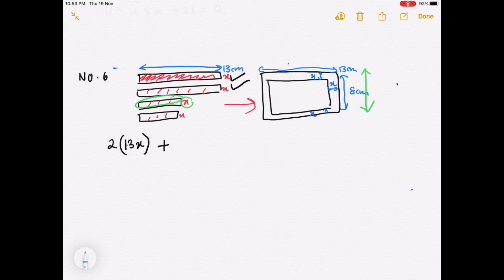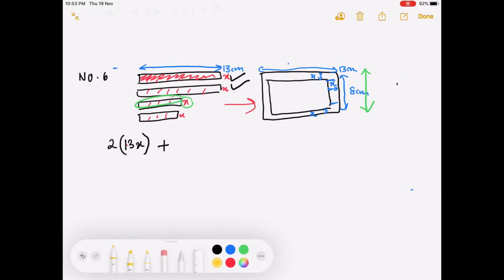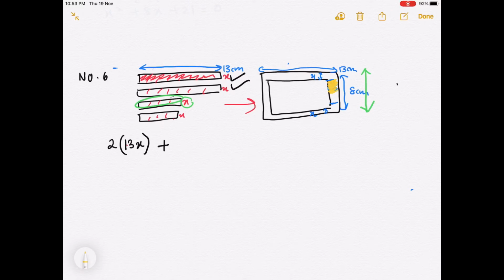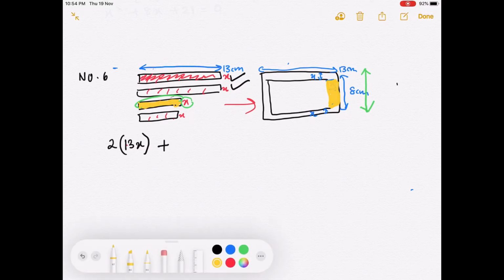So panjang yang ni kan 13 kan. So pieces tu adalah benda ni cikgu colour bagi nampak. Benda cikgu colour kuning ni. Kuning ni adalah kuning ni lah. Sebab 13 dah panjang tu kan. So, untuk dapat kuning ni sahaja. 8 ni atas ke bawah kan. So, dapat kuning ni sahaja.